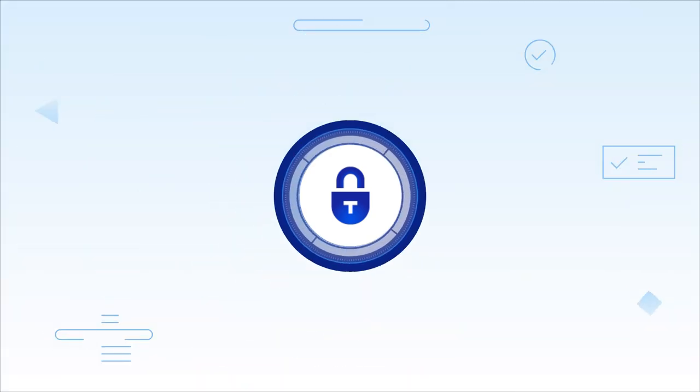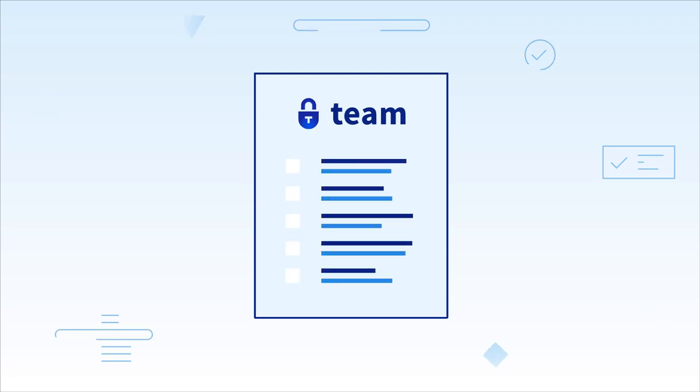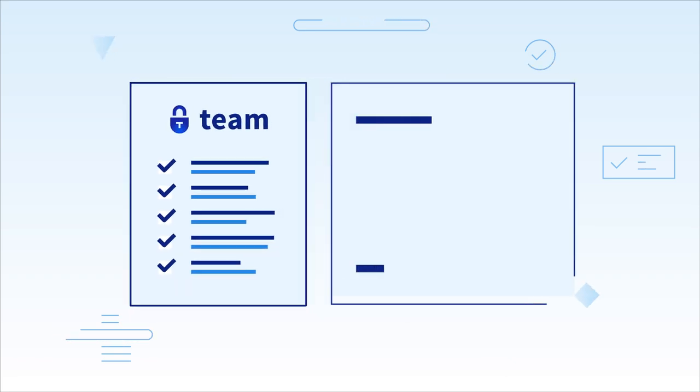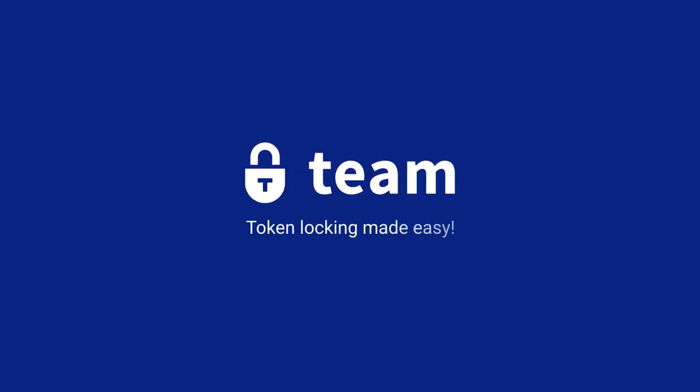Once completed, a public profile URL for the project will be created, making it easy for developers to share their lockup information with the community. This profile includes a trust score and all of the lockup details. Team, token locking made easy.